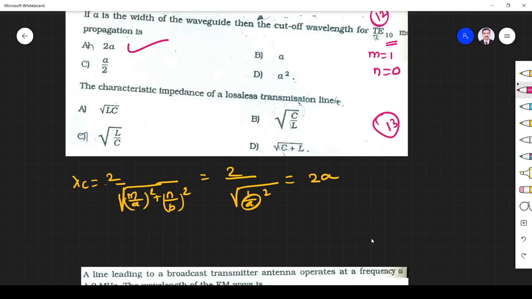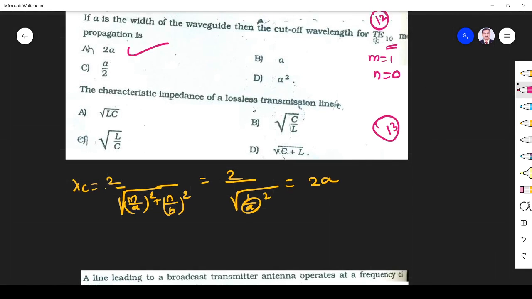Okay. Next one, characteristic impedance of a lossless transmission line is root of L by C. Option C is the right answer.